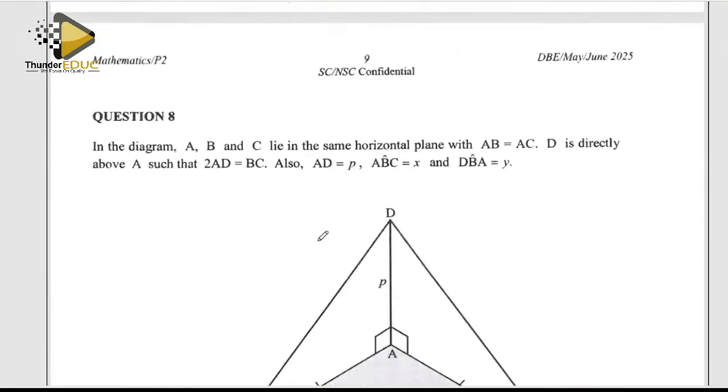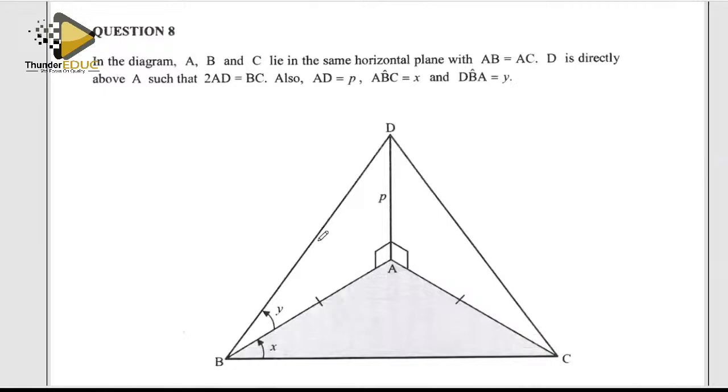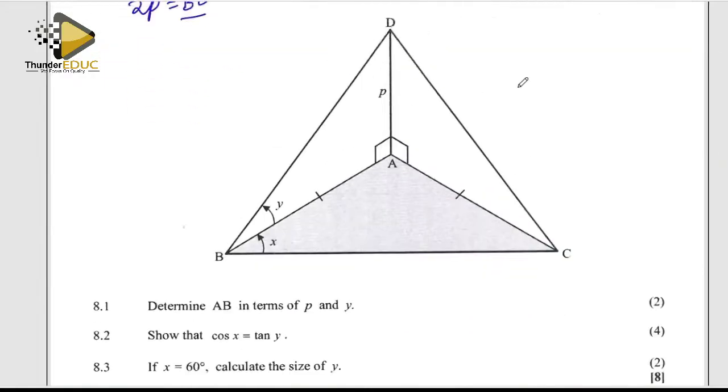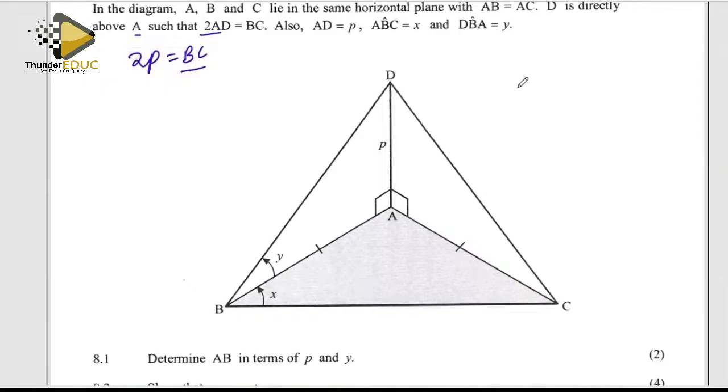All right, then question number 8. In the diagram, A, B, C lie in the same horizontal plane with AB being the same as AC. D is directly above A such that twice AD, in other words, 2P, is the same as BC. Then they want us to express AB in terms of P and y.